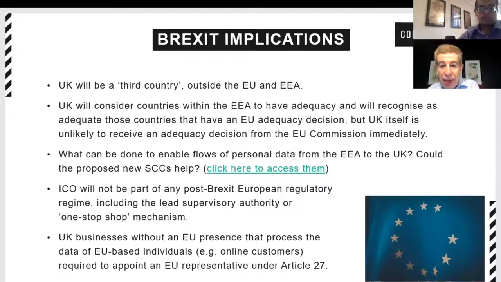But I think it is likely they will be utilised post-Brexit in relation to transfers back to the UK from the EEA.